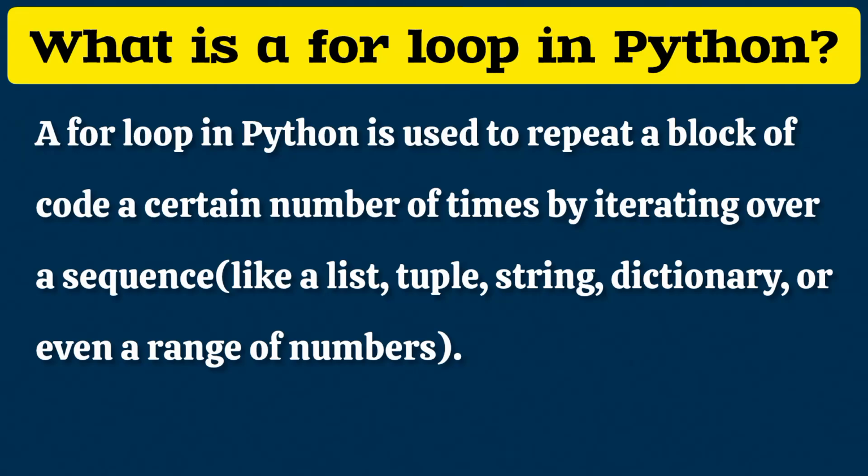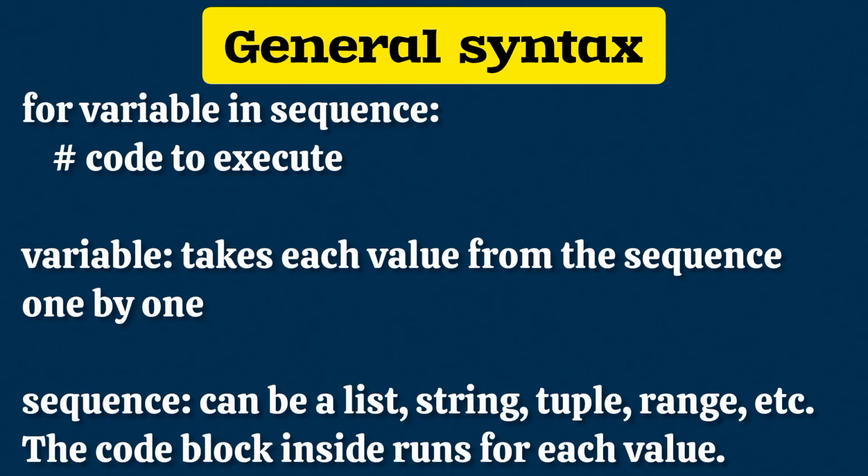A for loop in Python is used to repeat a block of code a certain number of times by iterating over a sequence, like a list, tuple, string, dictionary, or even a range of numbers. The variable takes each value from the sequence one by one. The sequence can be a list, string, tuple, range, etc. The code block inside runs for each value.